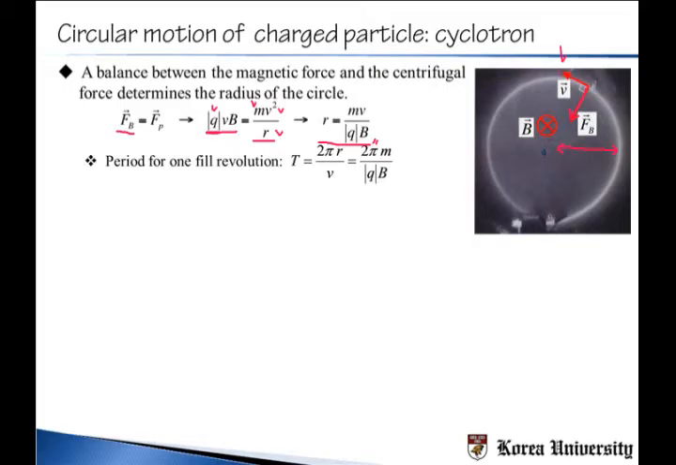Period for one full revolution. This was a typo. The period of one full revolution is the time taken to make one complete circle. We can calculate this value by dividing the length of one full circumference by the velocity. One full circumference is of course 2 pi r, so if you divide by v, this is what you get. Maybe I don't have to explain; you can just watch it or read it.